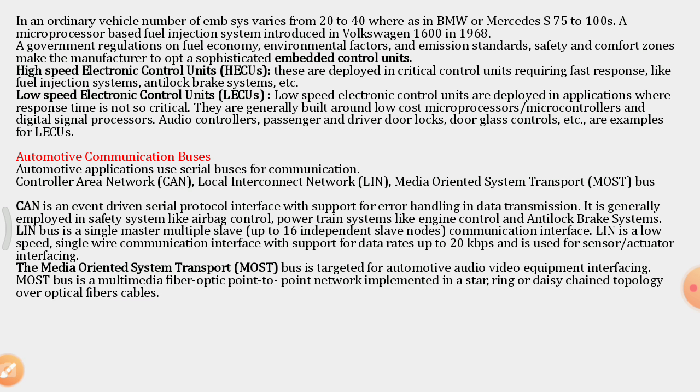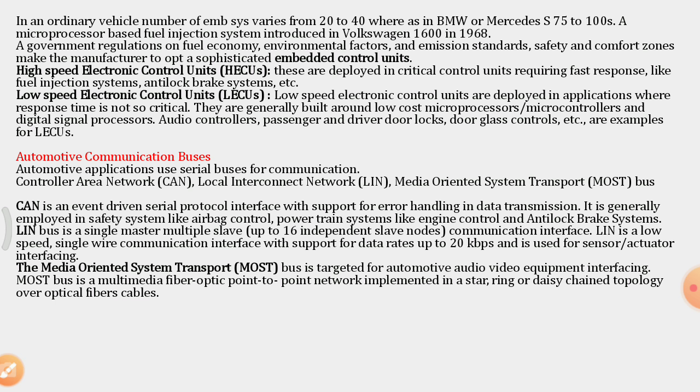So it is very critical and used in high speed electronic control units. Low speed electronic control units are deployed in applications where the response time is not so critical. They are generally built around a low cost microprocessor or controller and digital signal processors. Audio controllers, passenger and driver door locks, door glass control, etc. are examples of low speed electronic control units.